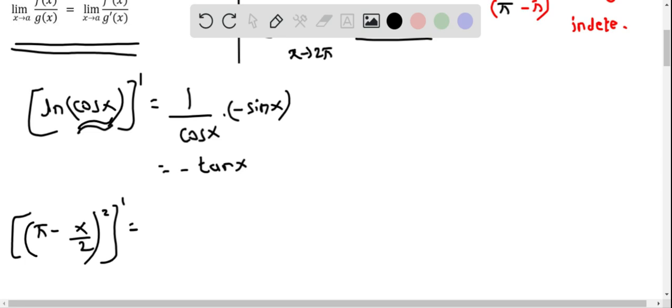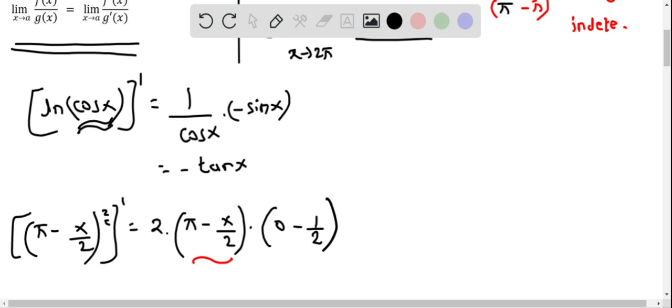So this is equal to, we have to apply the power rule first since we have a power of 2 here. So we put the power in front and reduce the power by 1, that is 2 minus 1 is 1. So therefore this becomes pi minus x by 2. And then we have to apply the chain rule to find the derivative of pi minus x by 2. Pi is a constant, so therefore it becomes 0 minus the derivative of x by 2, which is 1 by 2 times the derivative of x, which is 1. So it basically reduces to negative 1 by 2.